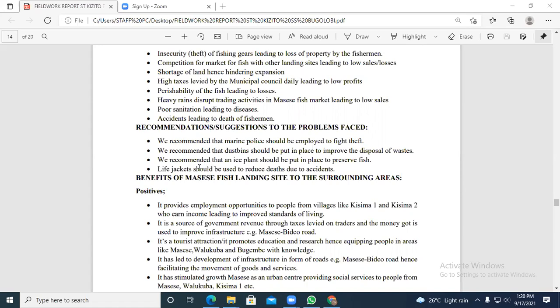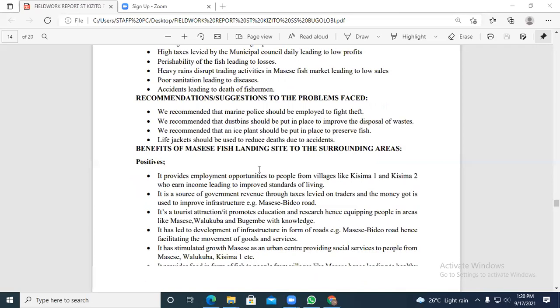Okay, so recommendations are solutions, and you present them in past tense. We suggested, I suggested, we recommended that, I recommended that. You tell us what you recommended and what it solves.